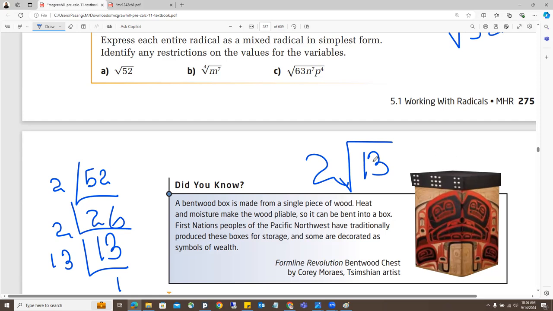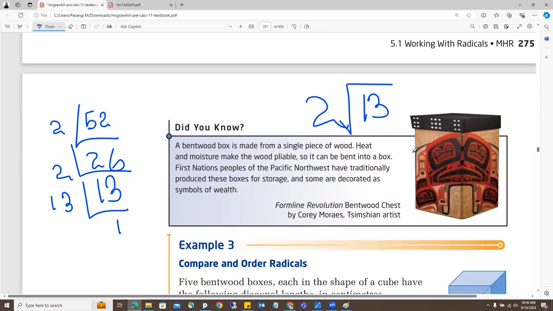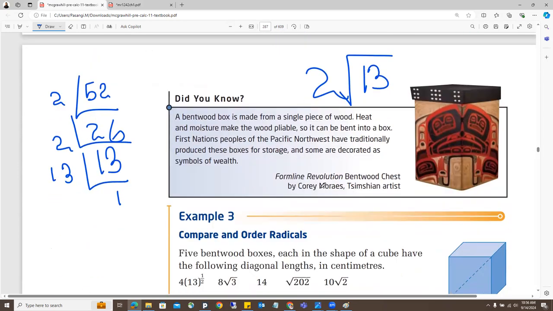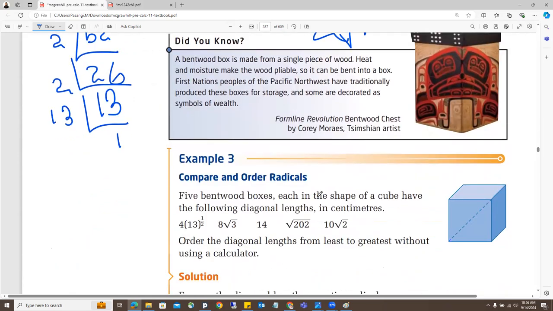That's the simplest form. Likewise, you can do all these examples, and the your turn exercises as well as the your turn questions. I'll do all the theories and cover them, then we'll discuss the doubts and the questions you get the next day. Okay?